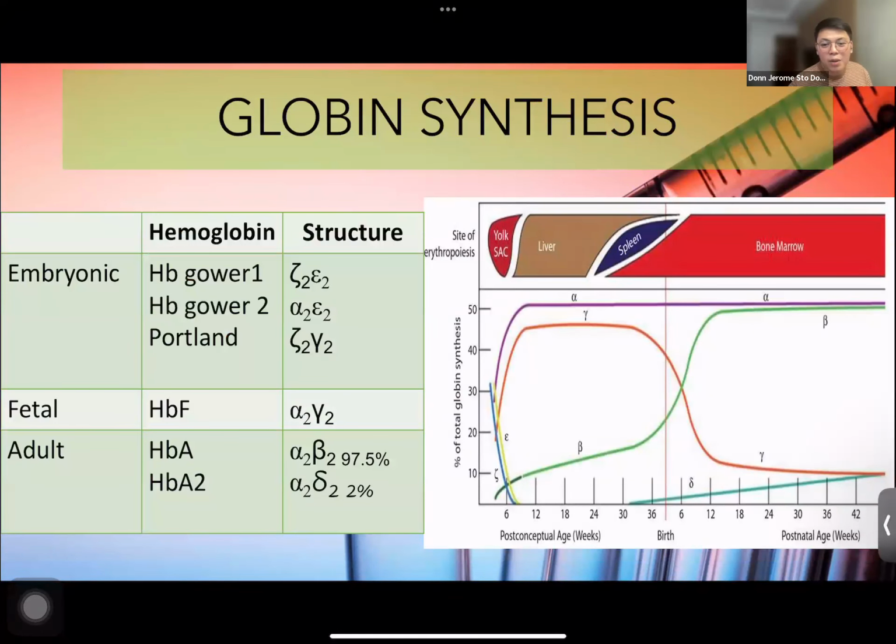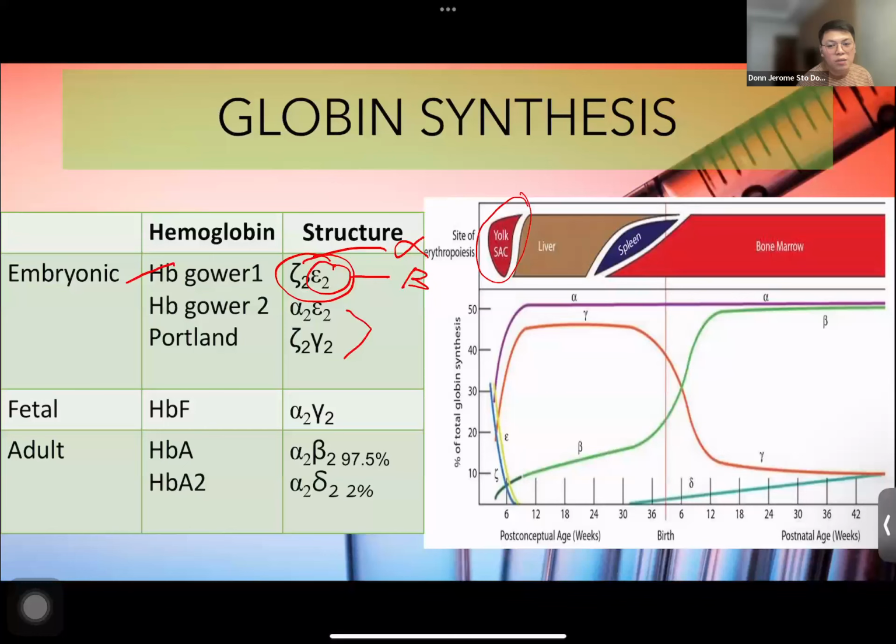So let us discuss now, sabi ko kanina, depending on the stage of development, that will determine what type of hemoglobin you'll have. So hemoglobin synthesis begins in the first few weeks of embryonic development within the yolk sac, where the major type of hemoglobin you produce is your hemoglobin Gower 1, made up of zeta chain coming from the alpha globin gene family and epsilon coming from the beta globin gene family. Nasunod po ba yung dalawa galing sa alpha, dalawa galing sa beta? Yes po. The other types of hemoglobin, hemoglobin Gower 2 and Portland.